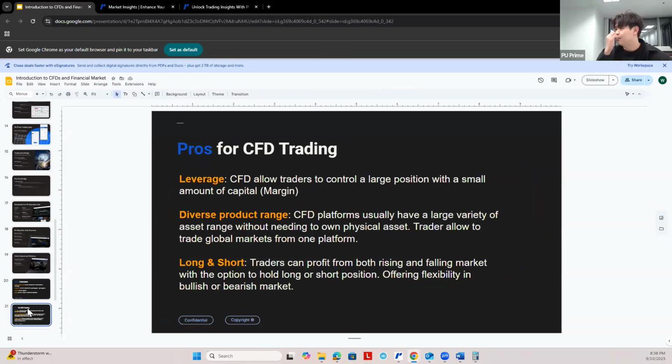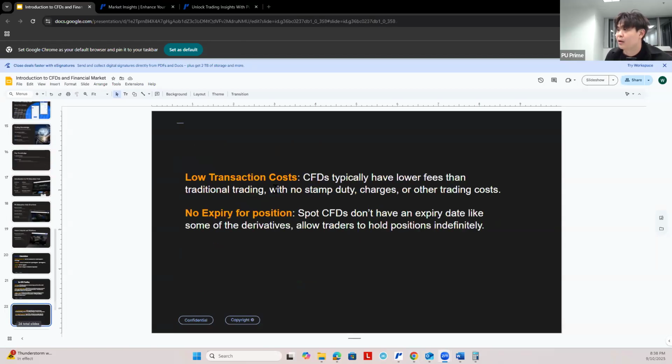Okay, so now let's make a summary for you guys. What are the pros of the CFD industry? The first thing is leverage. By using a small amount of capital, you can have good exposure to a lot of different asset classes. And in the CFD industry, we have diverse asset classes that you can try. You can buy the product, you can sell the product, you can do long or short positions. You will also find that your transaction fee is quite low compared to the bank. And if you do every trade, the swap fee and the spread fee are quite low compared to others if you just do a very short-term trade. And then there is no expiry for a position. You can just hold until you want to close it.